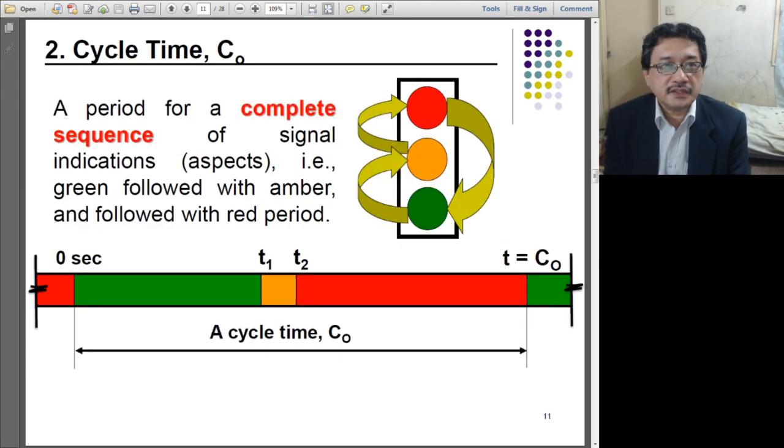Second terminology is cycle time. What is cycle time? It is the period for a complete sequence of signal indications, that is, green followed by amber and then followed by the red period. So the total cycle time covers the green, amber and red period.